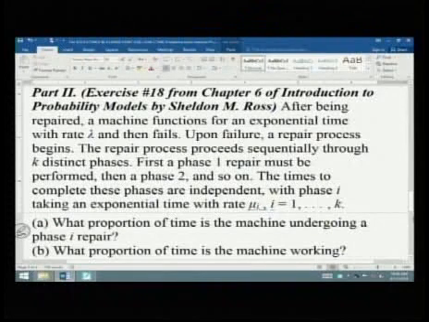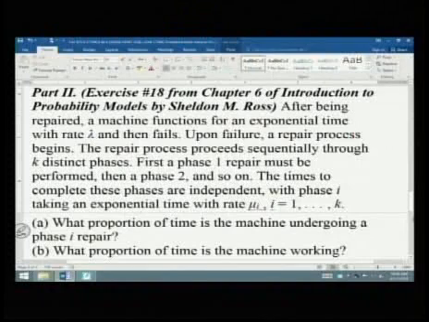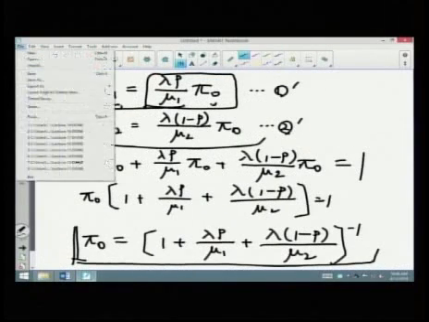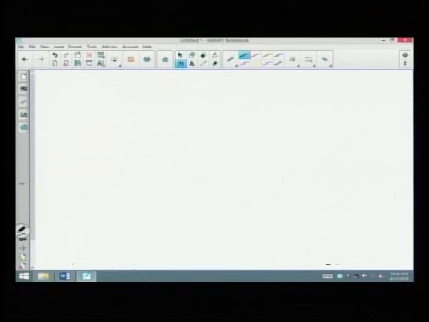Okay, so how did you define the state of the system? Let me have the new screen. Oh, okay, just press this.